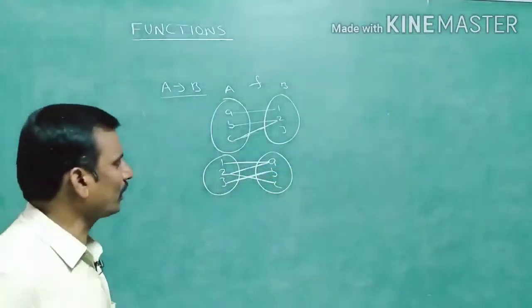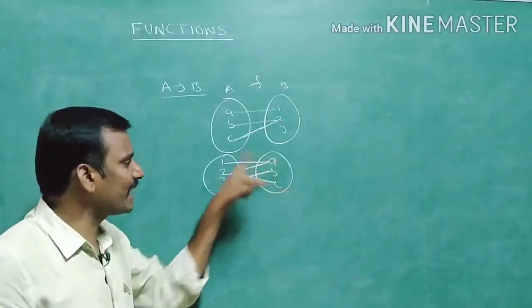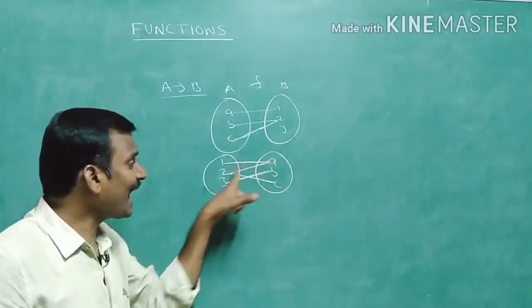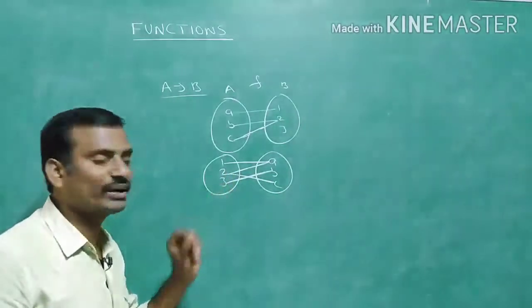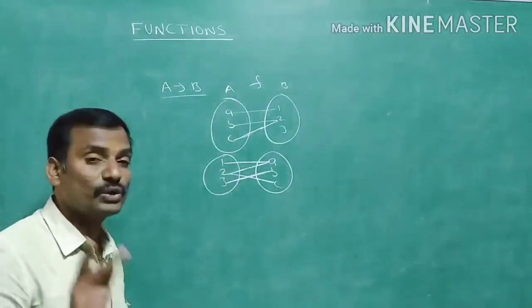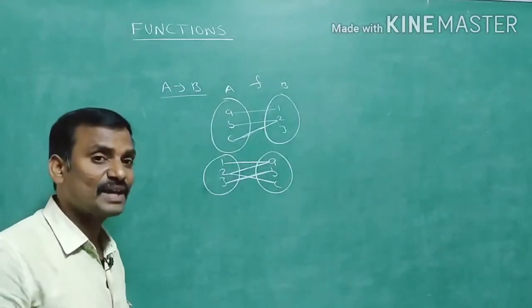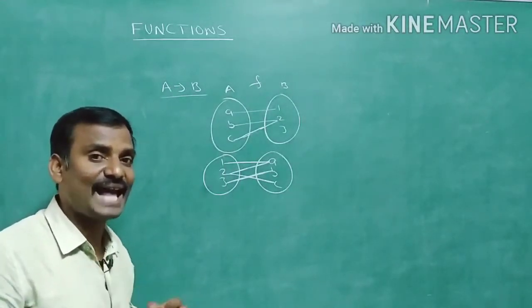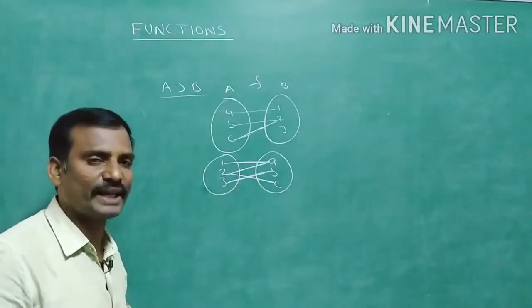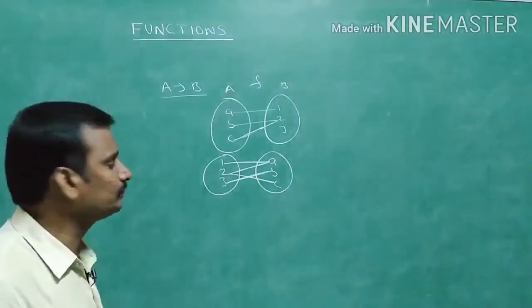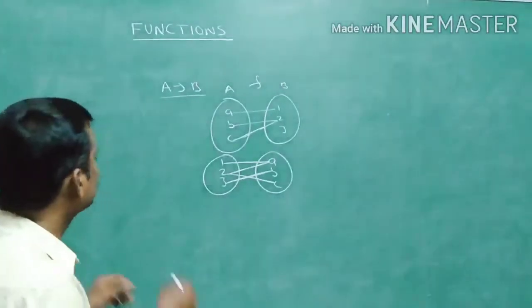Is this a function or not? Here 1 has image a, 2 has a and c. Here 2 has 2 images. So it's not a function because 2 has 2 images. The actual definition is that every element in set A has a unique image, but 2 has 2 images. That's why it's not a function.